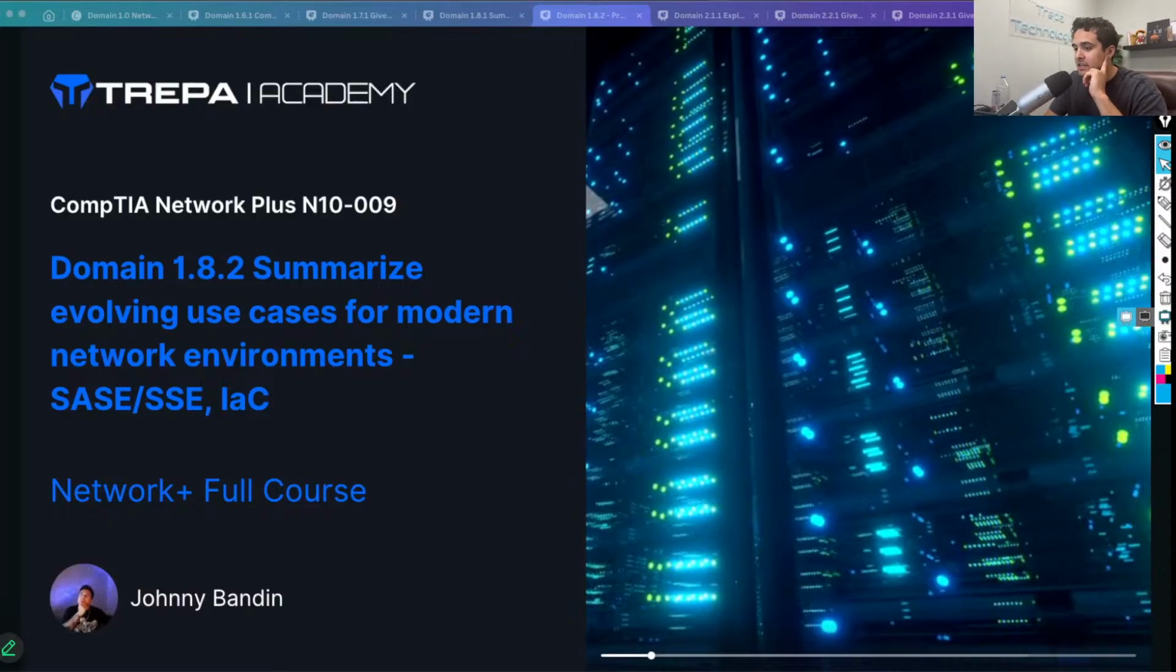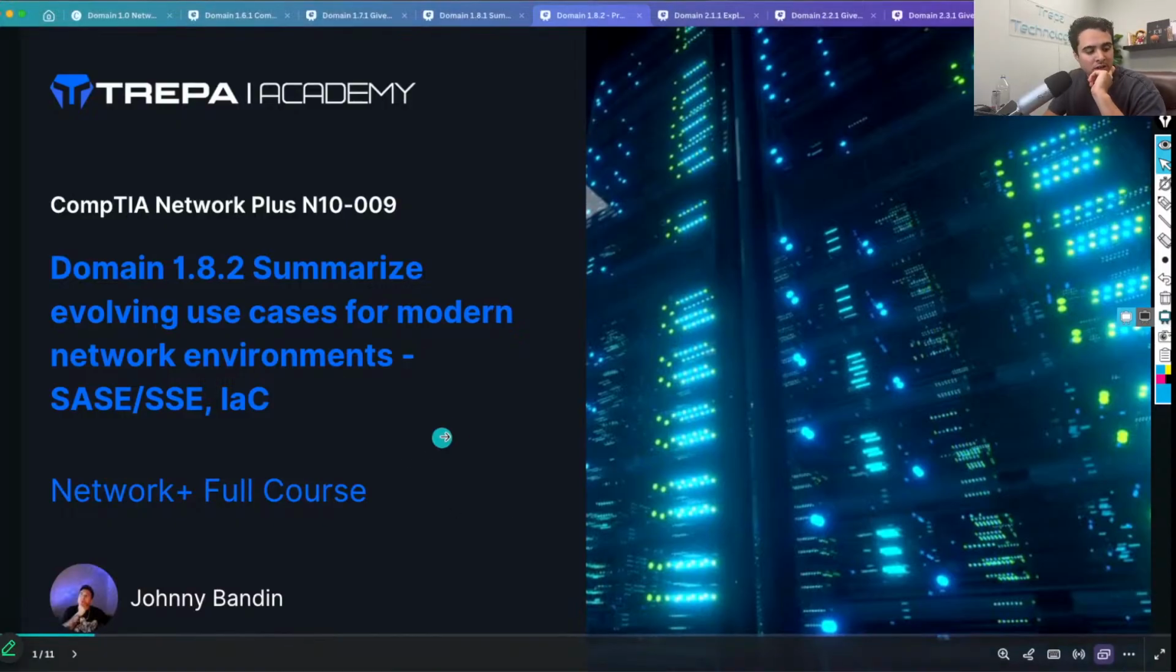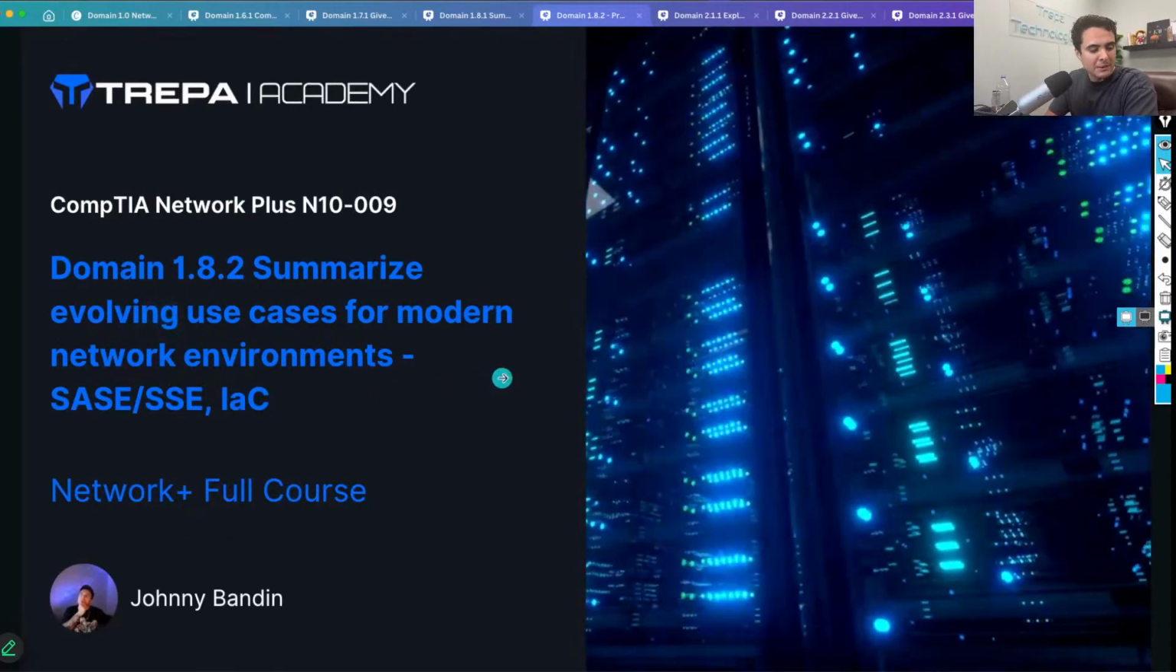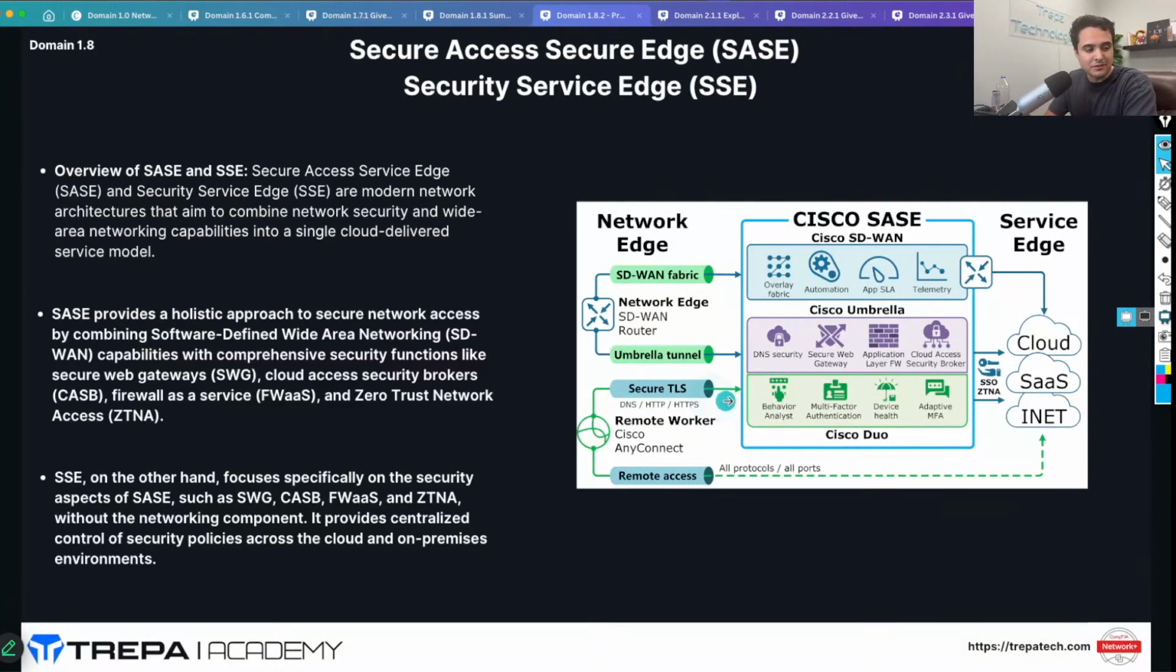All right, guys, let's go ahead and jump back into it. So now we're going to finally finish up Domain 1 of Network Plus. And remember, this Domain 1 is kind of the longest, so it is what it is. So finishing up our modern network environments, now we're going to go over SASE, and SSE, and infrastructure as code. And also IPv6, which, yeah, we'll go over IPv6 as well.